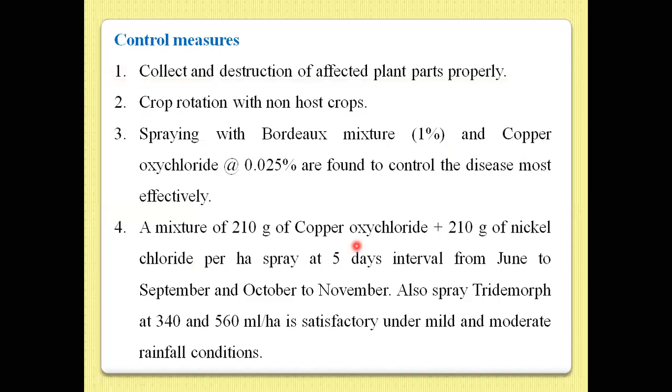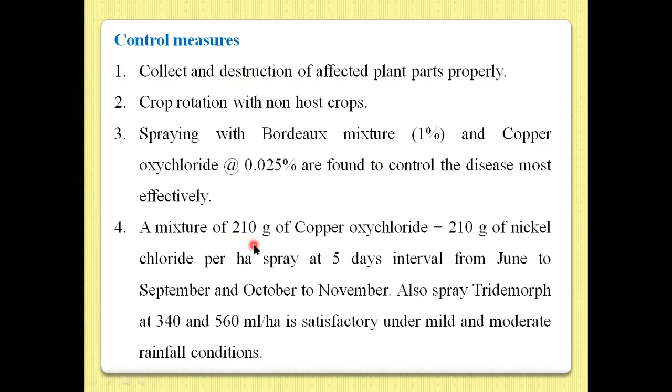Okay, then the last point regarding the control measures. The first control measure is to collect and destroy the affected plant parts properly to avoid the primary source of infection. Then crop rotation with non-host crops. Then spray the tea fields with borax mixture 1% and copper oxychloride 25 gram per 10 liters of water. In this way you can control this disease most effectively.